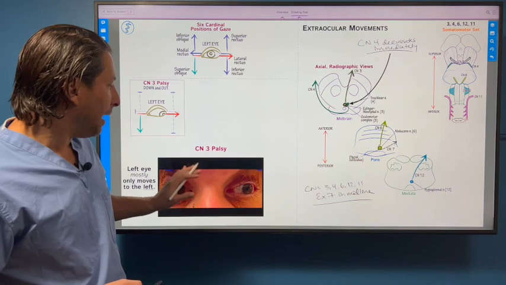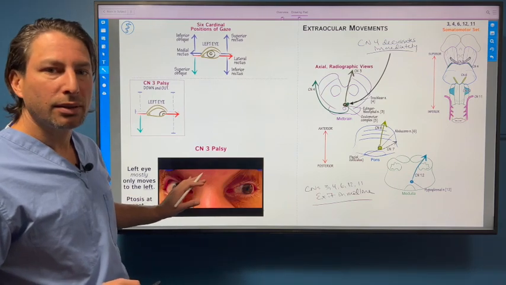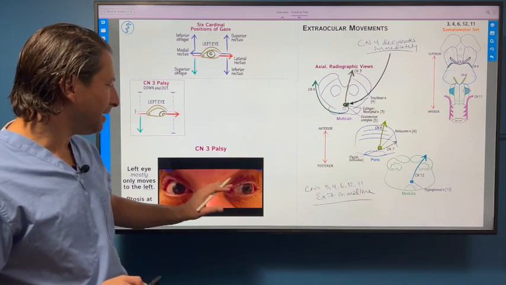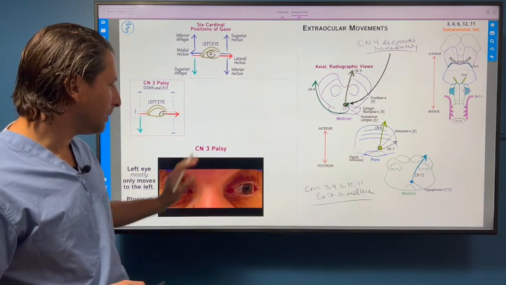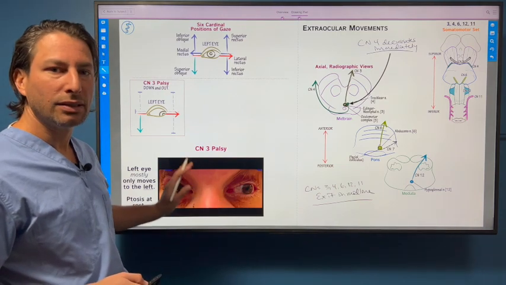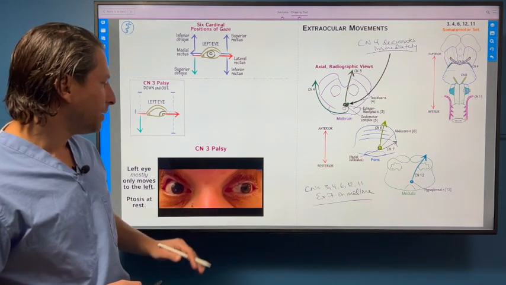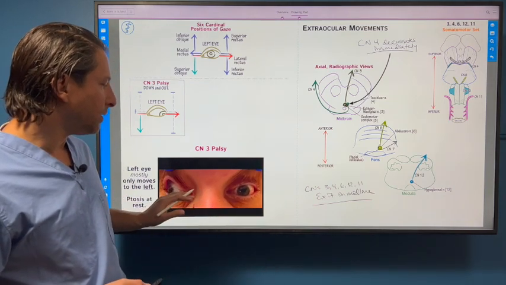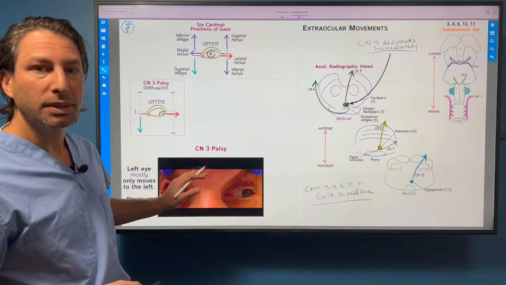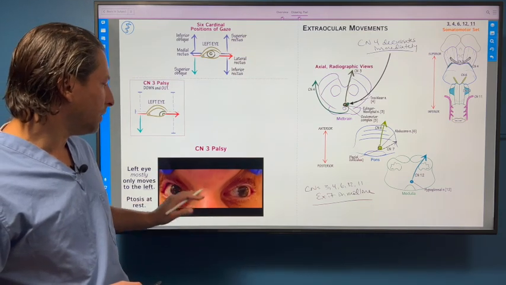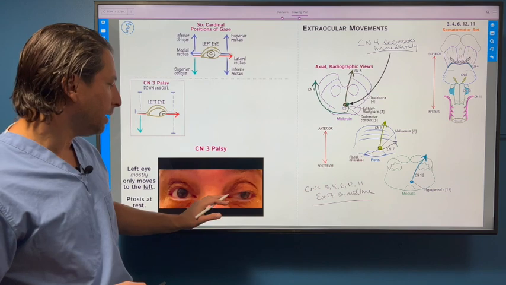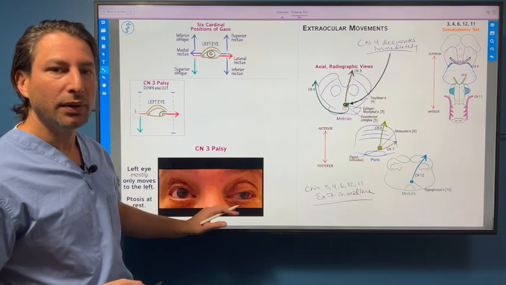So this is a setup of a patient with an oculomotor palsy. We'll see at the end how the eye is down and out. This side here, the eye is normal. On this opposite side here, the eye is abnormal. So the patient is being instructed to go through the 6 cardinal positions of gaze, and ultimately we see that the eye is very constricted, and at its rest state, it's down and out.